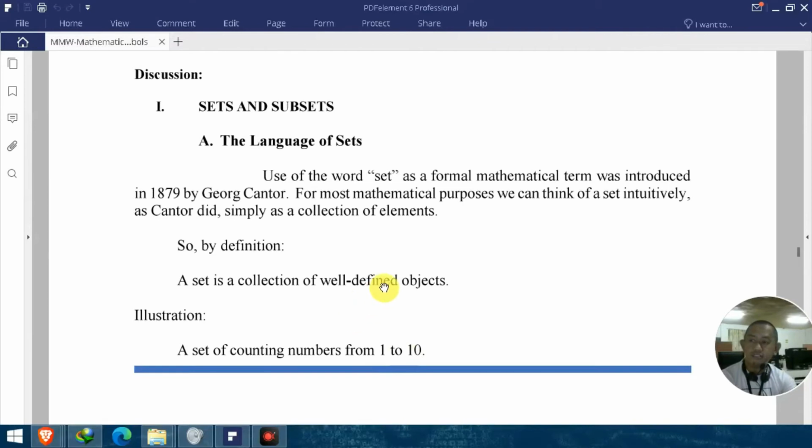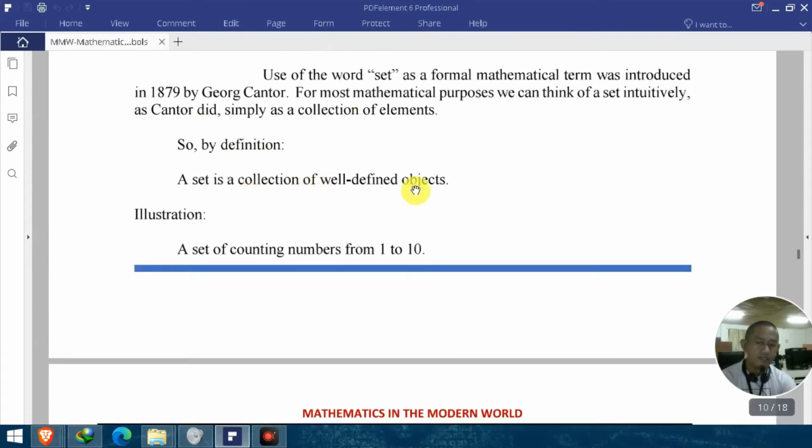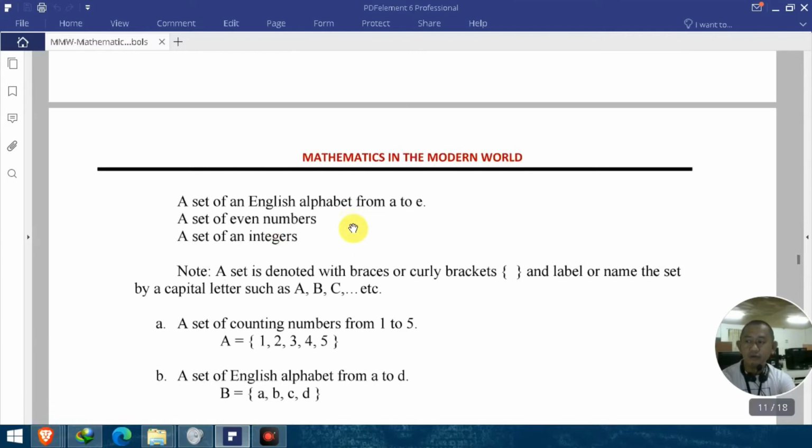So the next one is sets and subsets. The language of sets: the word set is a formal mathematical term introduced in 1979 by George Cantor. For most mathematical purposes, we can think of a set as Cantor did, a set of well-defined objects. For example, a set of counting numbers 1 to 10, so 1, 2, 3, 4, 5, 6, 7, 8, 9, 10, we can say it is a set. A set of English alphabet from A to E.